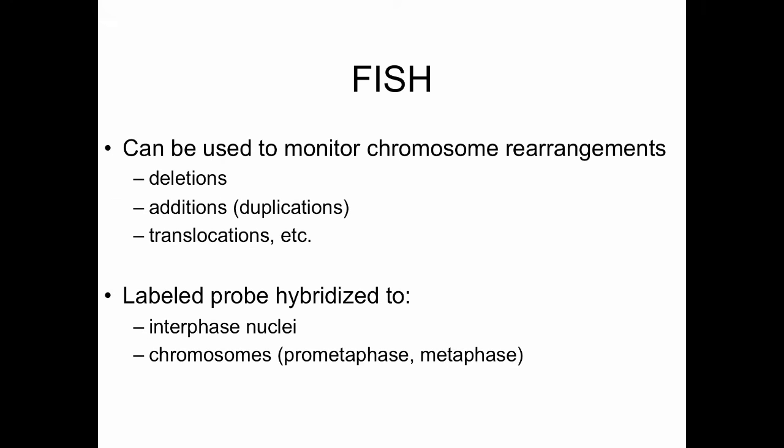What I'd like to do is talk about fluorescence in situ hybridization here, because you can use fluorescence in situ hybridization, so-called FISH analysis, to monitor chromosome rearrangements. You can pick up deletions, additions, or duplications, translocations. And basically, FISH uses labeled probes that hybridize to interphase nuclei or to chromosomes at prometaphase and metaphase.